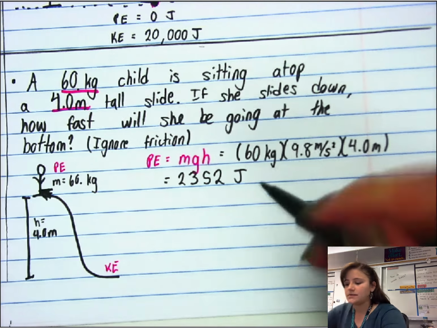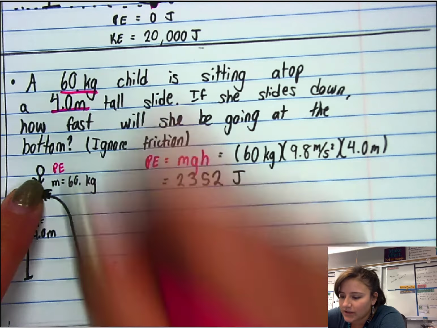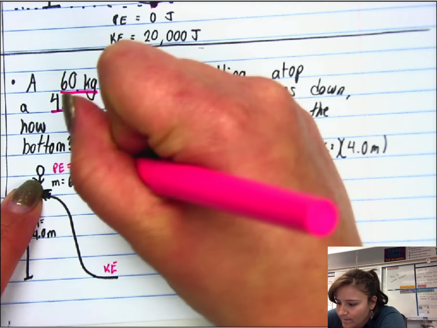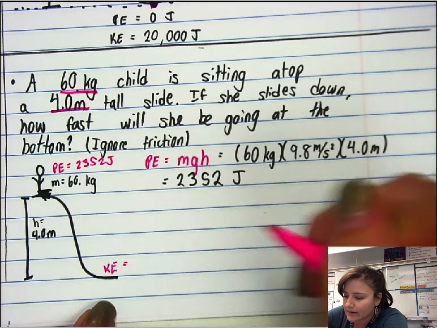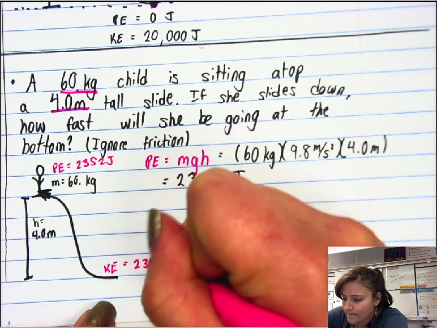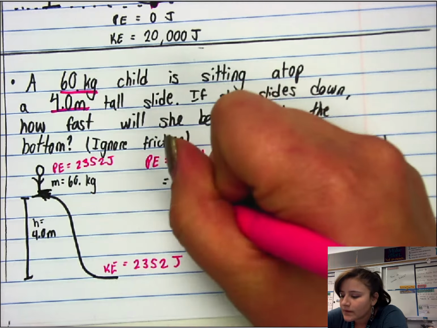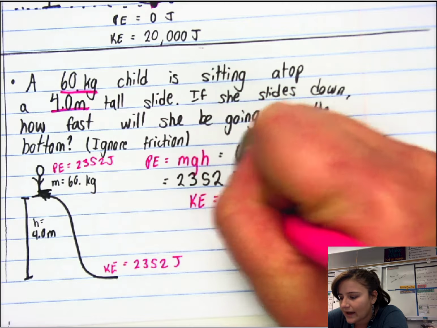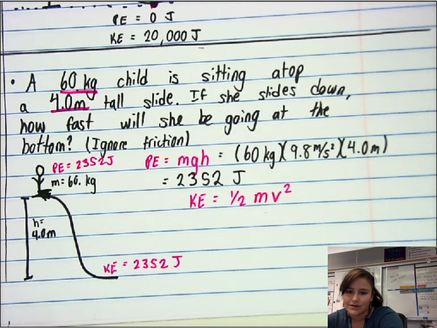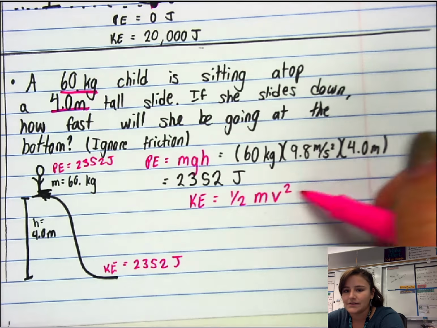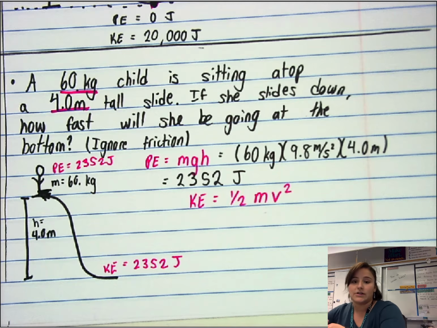Okay, so we know that that is her potential energy up top. I'm ignoring sig figs, that's fine. And that's going to be equal to her kinetic energy at the bottom. We also know that kinetic energy equals 1/2 mass times velocity squared. Now we know her kinetic energy and we know her mass. We can solve for her velocity. We can solve for how fast she'll be going at the bottom. So let's go ahead and plug in some numbers.